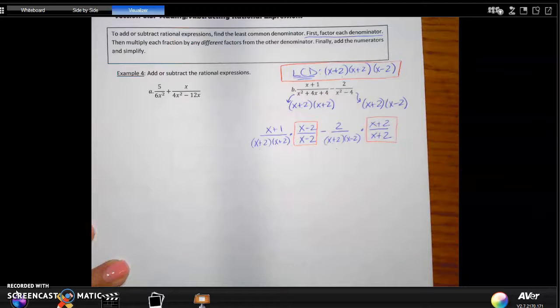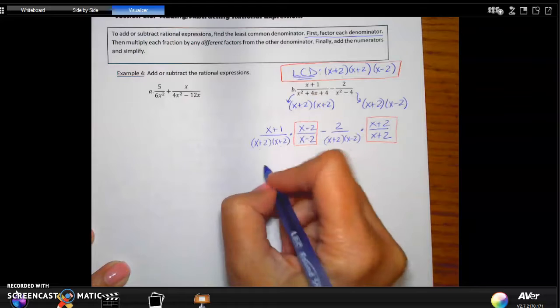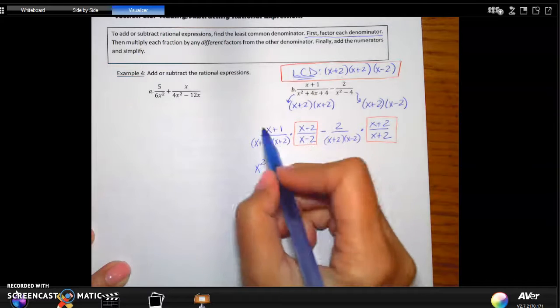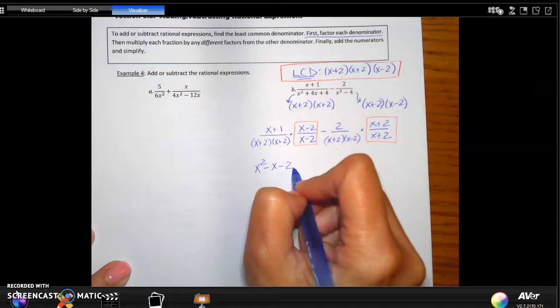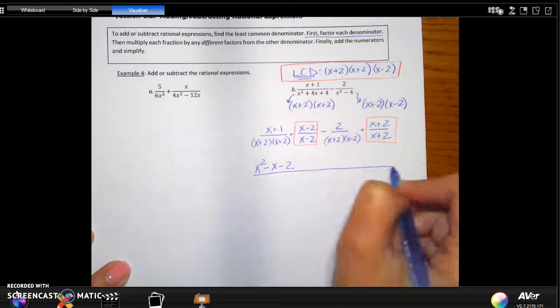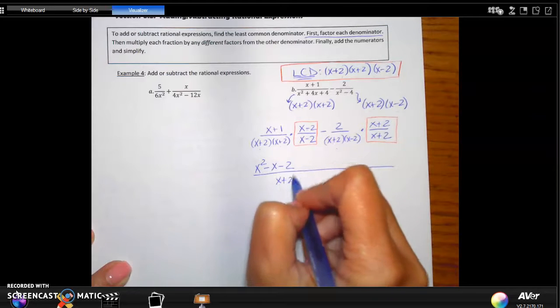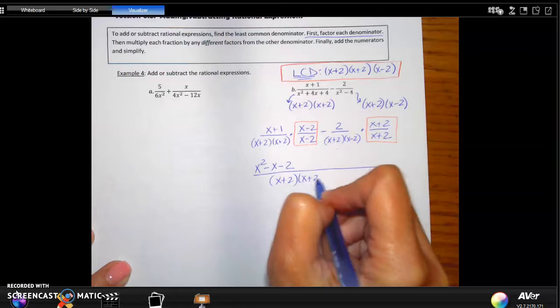So now up on top, we're going to FOIL these. So we're going to have x squared. Negative 2x plus x is a minus x, and then minus 2 at the tail end. Then we have our denominator on the bottom. We can go ahead and write that.